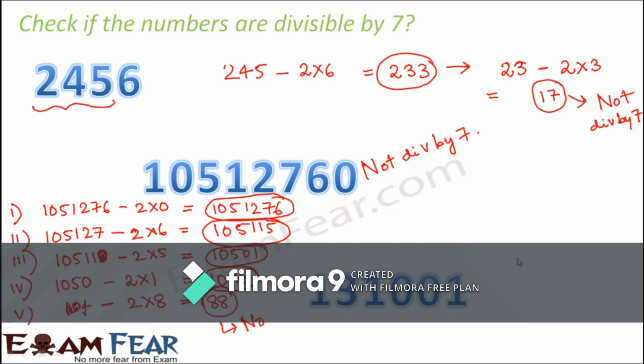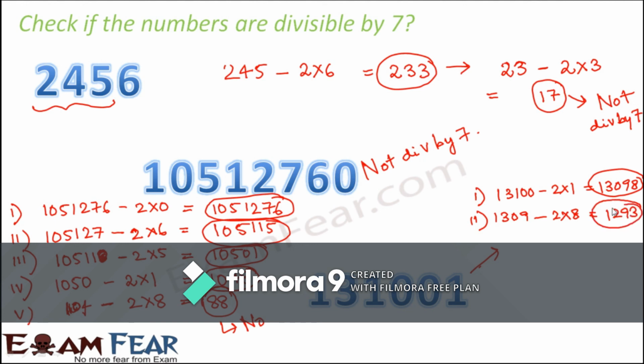In a similar way, 131001, this can also be checked in this fashion. In the first step, 13100 minus 2 into 1. So this would give 13098. Looking at this, we can't decide anything. So we will repeat the process. 1309 minus 2 into 8. And this would give 1293.